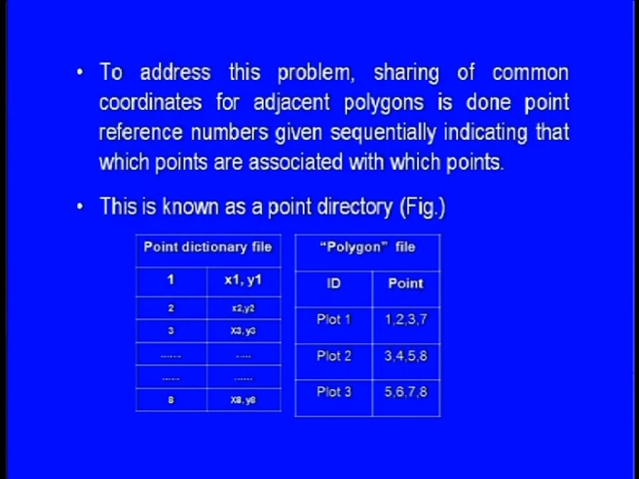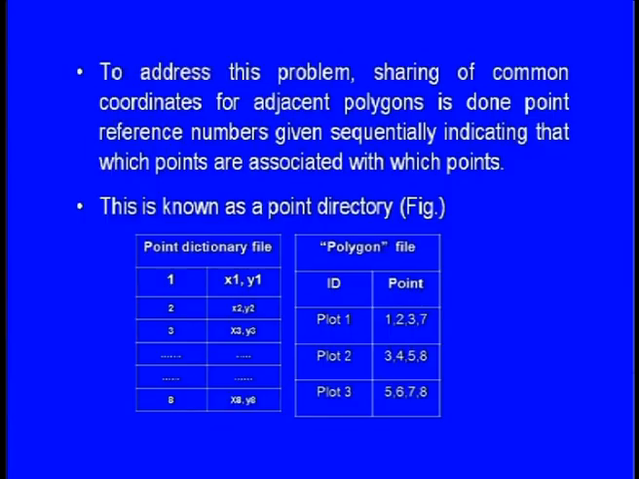So, to address this problem, sharing of common coordinates of adjacent points is done by point referencing. Numbers are given sequentially, indicating which point is associated with which point. So, what we call this is a point dictionary file. So, point 1, its coordinate values are stored in the point dictionary file. Similarly, the values of points 2, 3, 4 and 5 till 8, all these are provided.